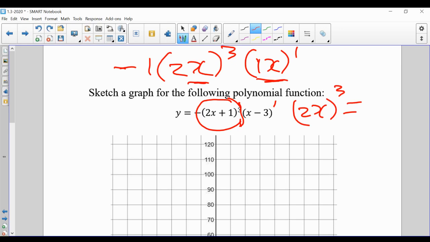Everybody else, just hold your fire, please. Just hold on and be patient. Raise that whole thing to the power of 3. So what that means, Rylan, is that both things inside must be raised to the power of 3. Okay? You tell me what you get when you do that.